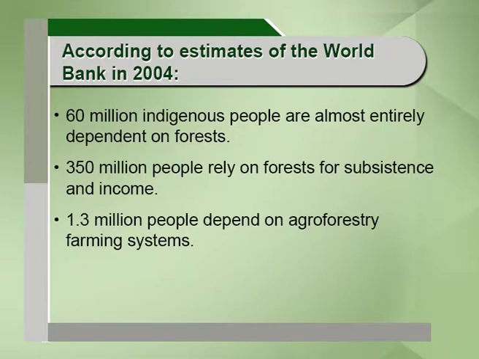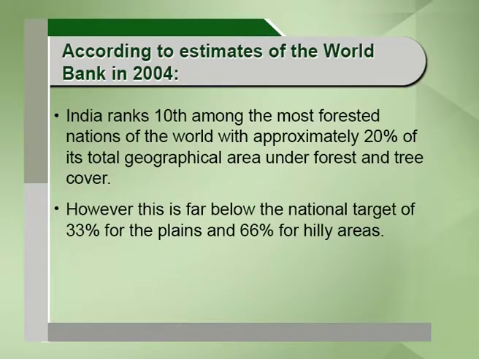1.3 million people depend on agroforestry farming services, that is agriculture and farming. So, a number of people depend on the agroforestry farming systems in the forest ecosystems. India ranks 10th among the most forested nations of the world, and India alone has 19.5 to 20% of its total geographic area under forest and tree cover.